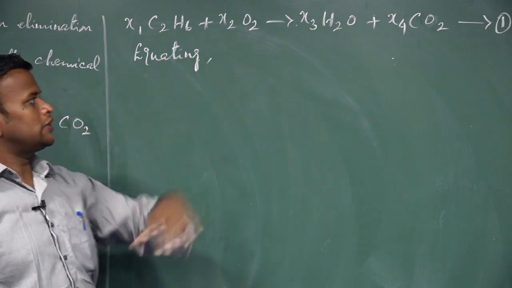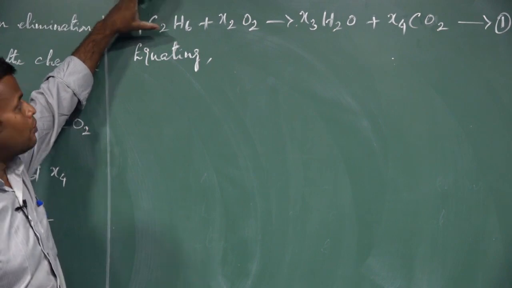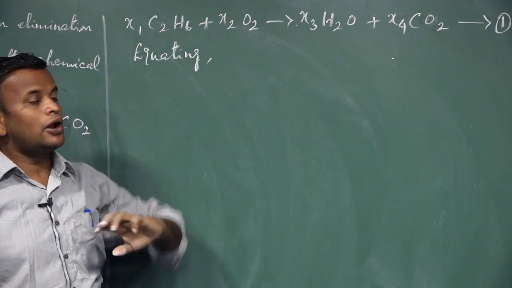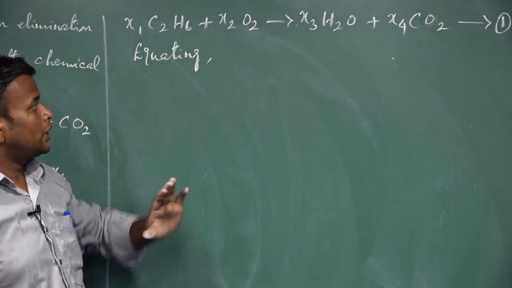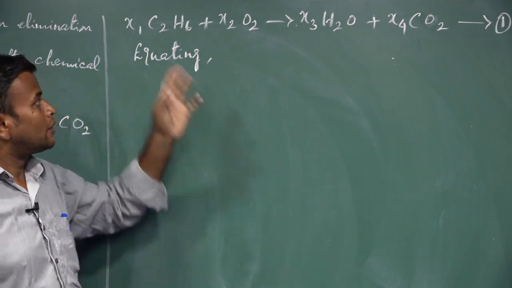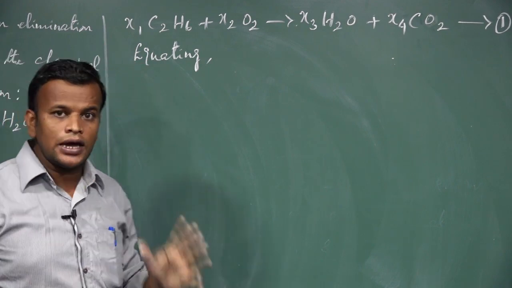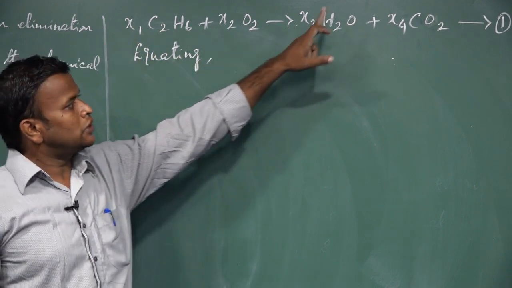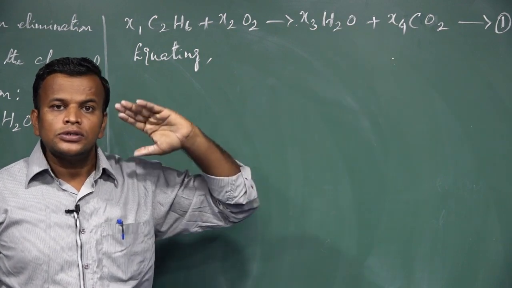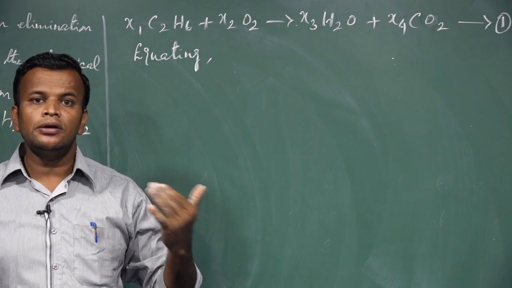To start, we equate the number of carbons, the number of hydrogens and the number of oxygens. We take one side as LHS and the other as RHS. The numbers are not given here, so we take the unknown values as x1, x2, x3, x4. Now we find the values of x1 to x4 by using the Gaussian elimination method.